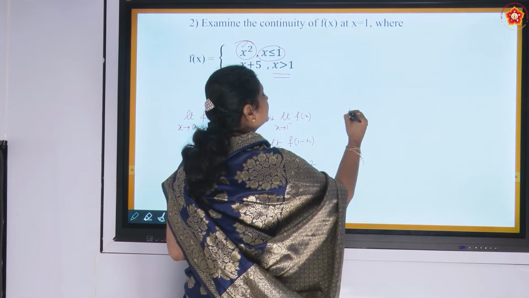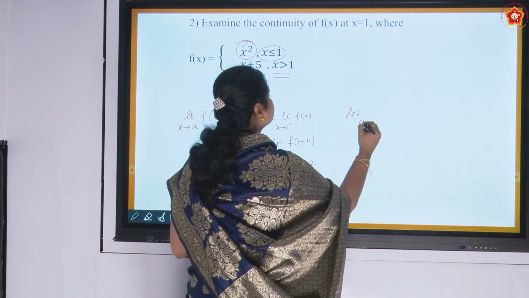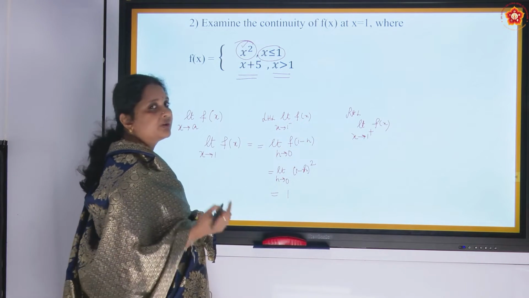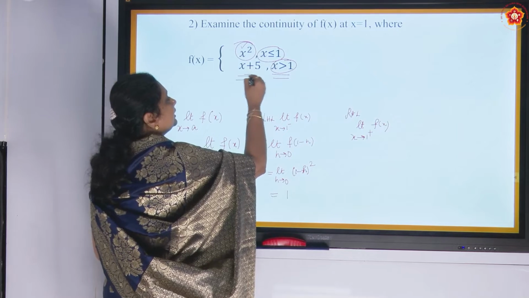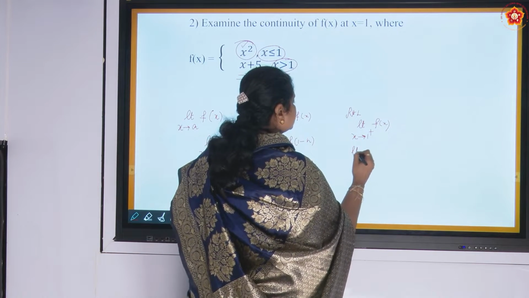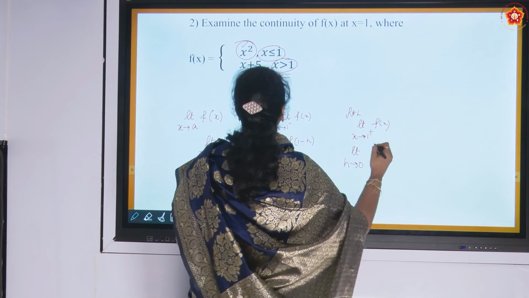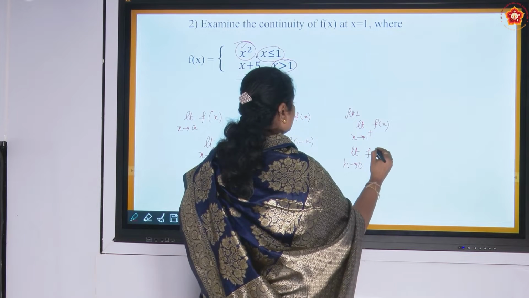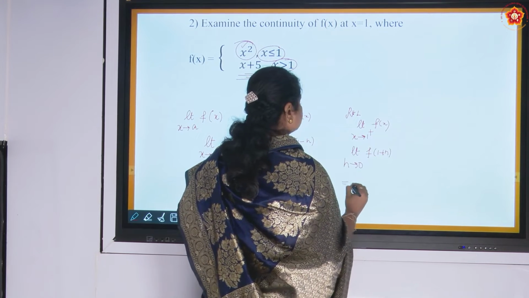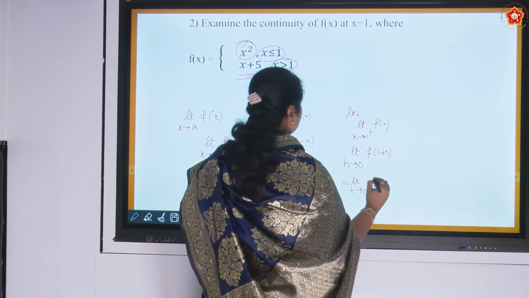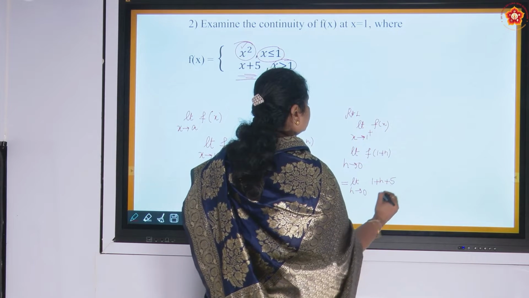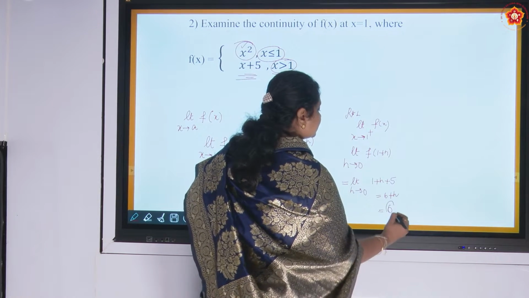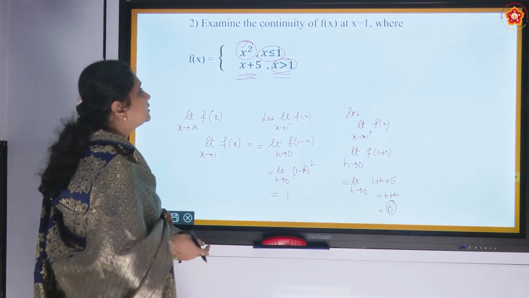Now look into the right hand limit. Right hand limit is going to be limit x tending to 1 plus f of x. We are approaching 1 from a number greater than 1. So this is my function. So this is going to be limit h tending to 0, f of x, that is f of 1 plus h. So now that's going to be limit h tending to 0, 1 plus h plus 5. That is 6 plus h. When I substitute 0 here, I am getting 6. My left hand limit is not equal to the right hand limit.